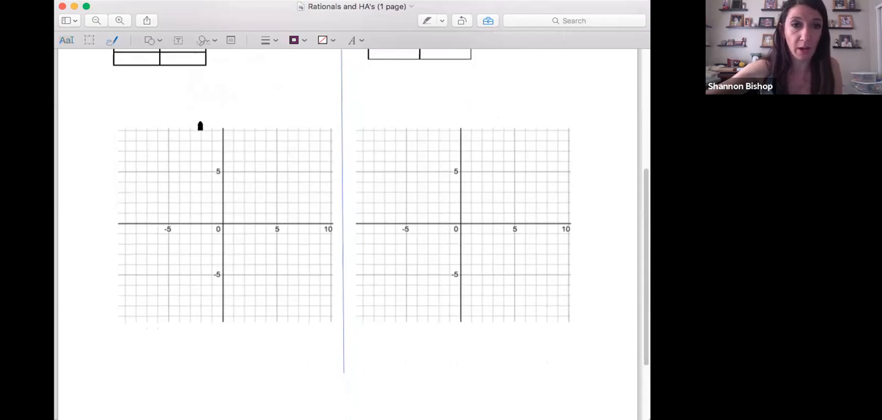Okay, so on this one, your vertical asymptote was at x equals 2. So you'd have your dotted barrier at x equals 2. And then we also know, so this is at, let's just do this.